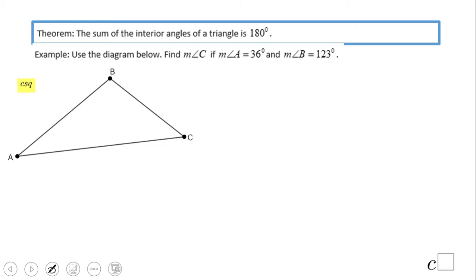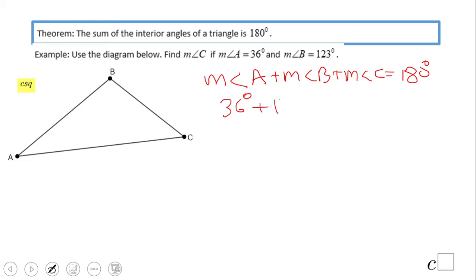So basically in our problem here we have this geometric equation: measure of angle A plus measure of angle B plus the measure of angle C equals 180. Okay, and now we're just going to substitute the values. The measure of angle A is 36 degrees, the angle B is 123 degrees, and the measure of angle C is what we need to find out, and the sum equals 180. So now we're going to add these two.